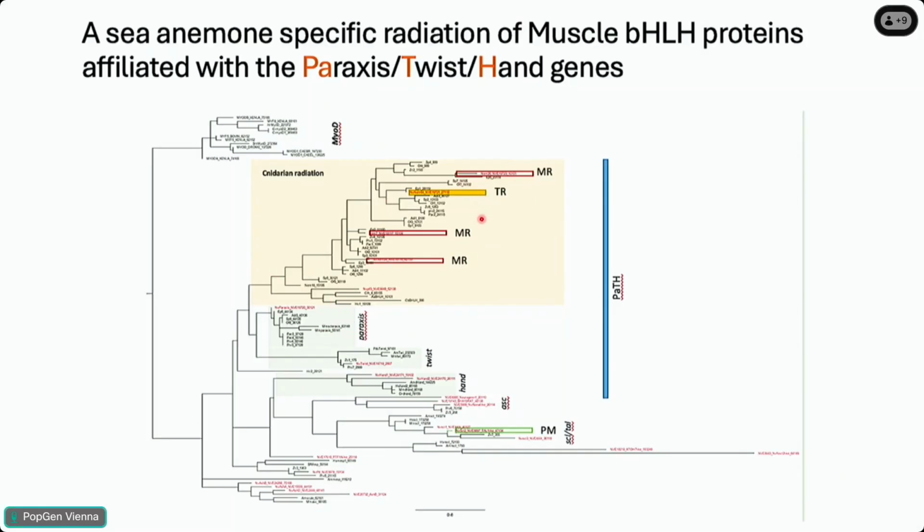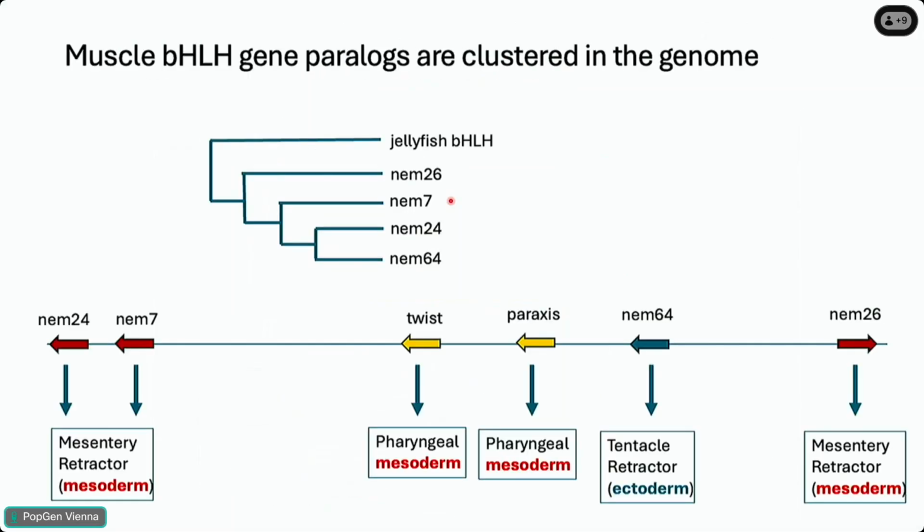And that gave rise to these four paralogs, of which one of them, NEM64, is only expressed in the tentacles. And indeed, this is the phylogenetic relationship between them: they're still on one chromosome, next to twist and paraxis, or others of the same family. But most of them are expressed in the mesoderm, and only this one, NEM64, is expressed in the ectoderm and drives this program of a hybrid cell type. Very weird, yeah.